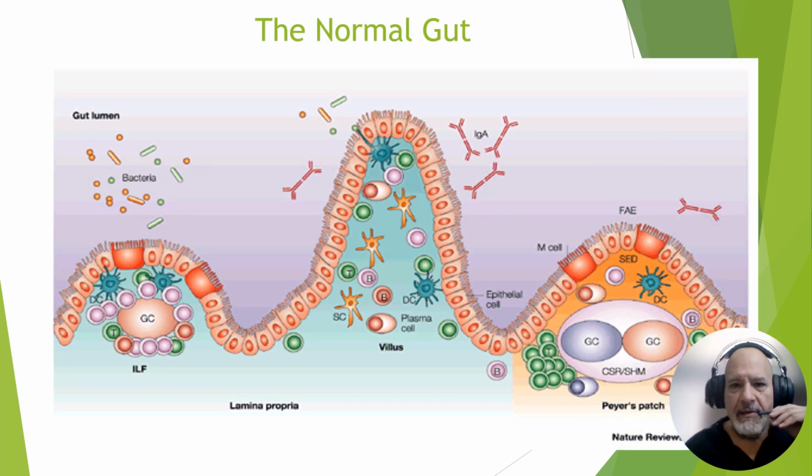Let's look at a normal gut. Okay, let me give you some orientation. In this upper area here is the gut lumen, which is the inside of the gut where you eat and everything goes through. And the lamina propria is called the basement membrane. That's where all the immune and other actions take place.